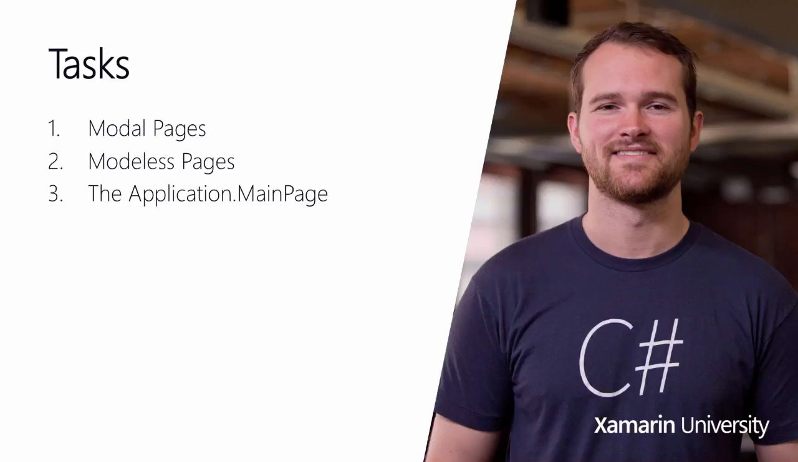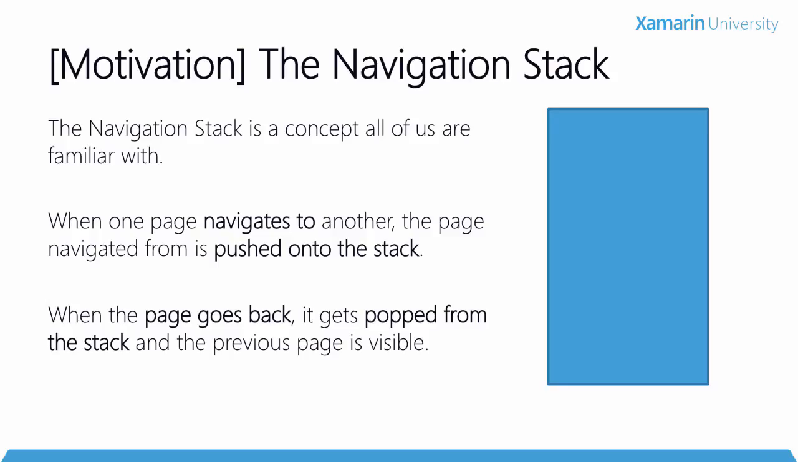First, we'll look at two page presentation models, modal pages and modal-less pages. Then we'll look at the Xamarin.Forms application main page property. This is not going to be an exhaustive coverage though, just enough to allow us to make a few decisions coding our new feature. Most of our feature is going to rely on navigation of some kind to perform presentation or dismissal of specific screens or pages in our application.